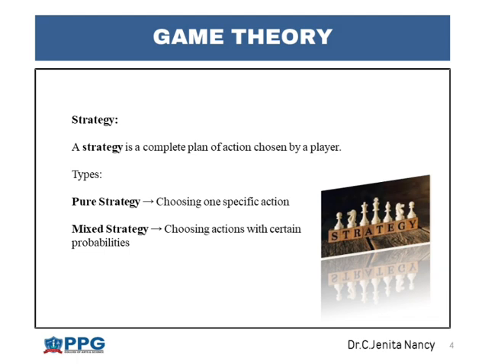Now comes the definition of strategy. A strategy is a complete plan of action chosen by a player. There are two types of strategies. One is pure and the other is mixed strategy. Let us see the definition of pure strategy. Pure strategy refers to choosing one specific action, and mixed strategy refers to choosing actions with certain probabilities.